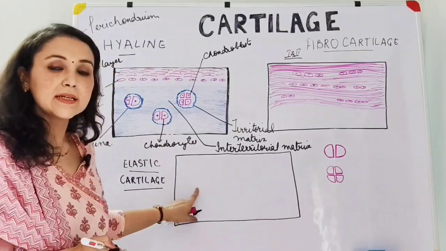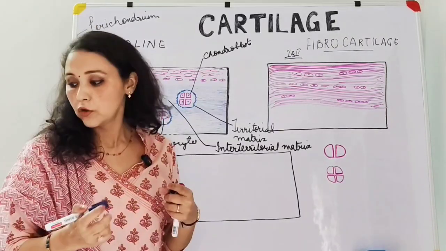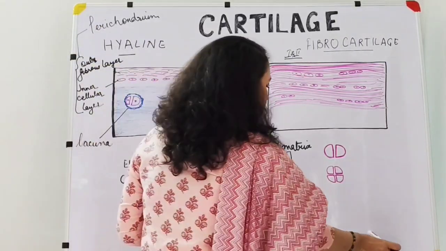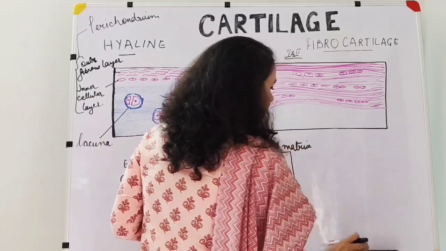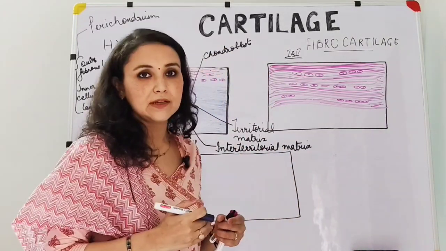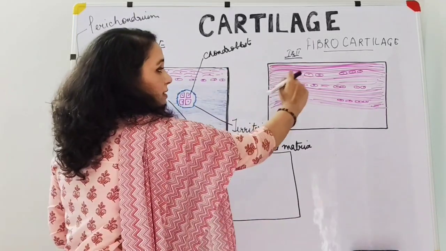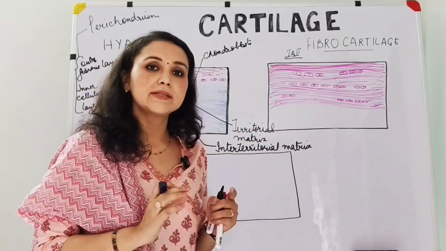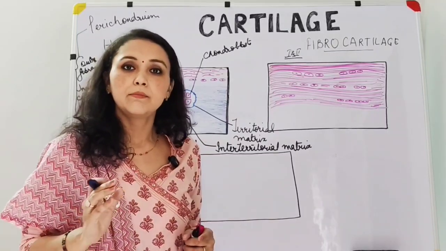Now coming to the elastic cartilage. Obviously, as the name suggests, elastic cartilage will have a lot of elastic fibers. So there are collagen fibers, but the predominance is of the elastic fibers. Always remember, the collagen fibers are running in bundles, but the elastic fibers are singly placed and they are branching. Single, straight, branching.